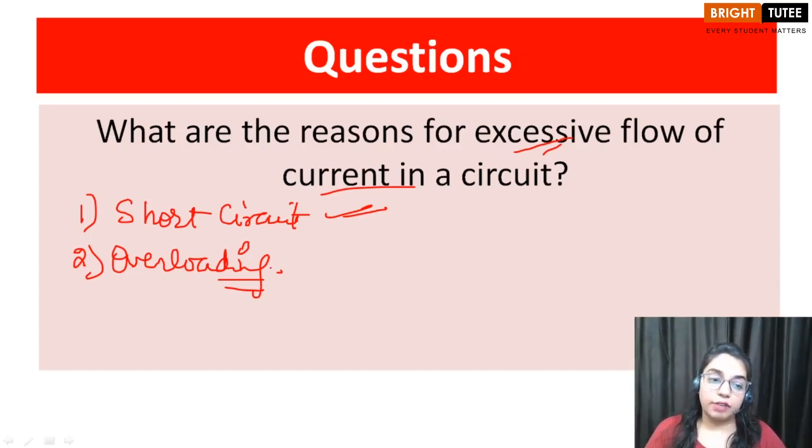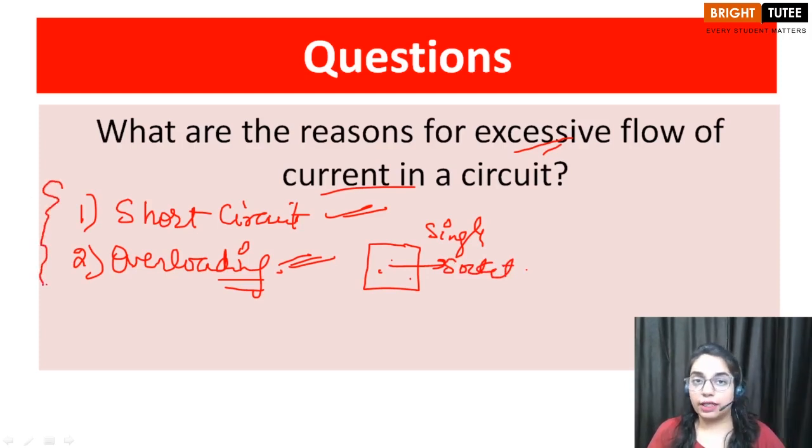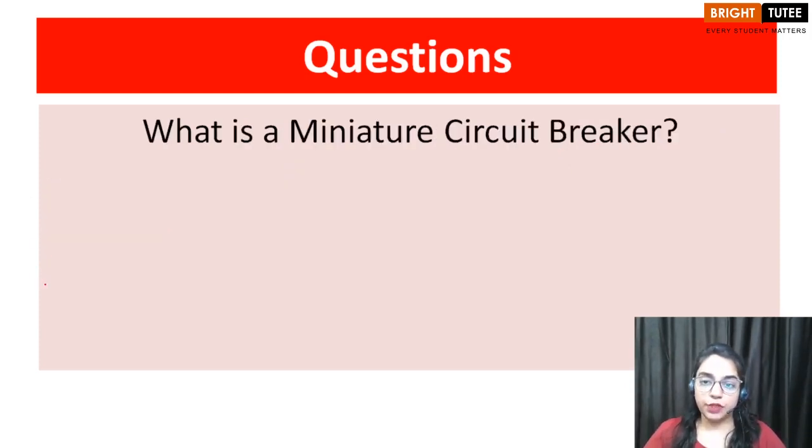Okay, and one more reason is overloading. What happens is, children, sometimes we use so many devices in a single socket. Okay, and in this case there is overloading of the current, and it will lead to the excessive flow of current. So these are the two main reasons for the excessive flow of current in the circuit. So let's move to the next question.